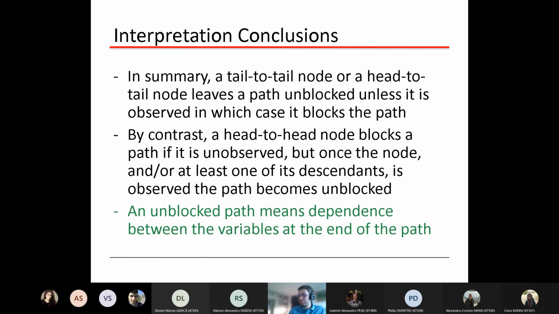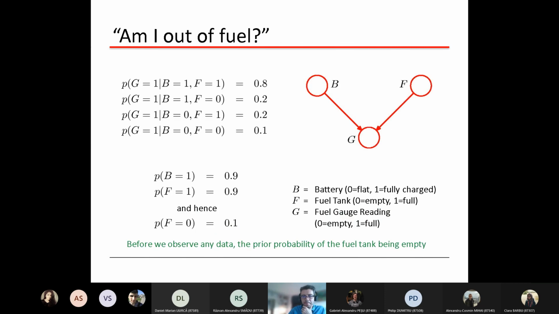So in conclusion on conditional independence, if we have tail-to-tail or head-to-tail nodes, then the path is unblocked, and only if C is given does the path become blocked. On the other hand, for V structures, it's the other way around. And any unblocked path means that the random variables at the ends have an influence on one another. So if we find something about one, the probability for the other will change.